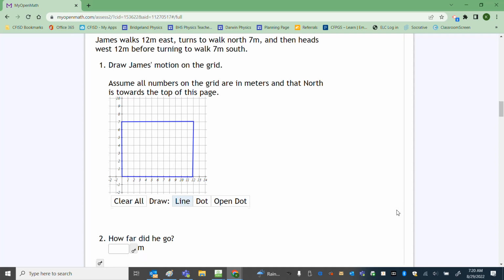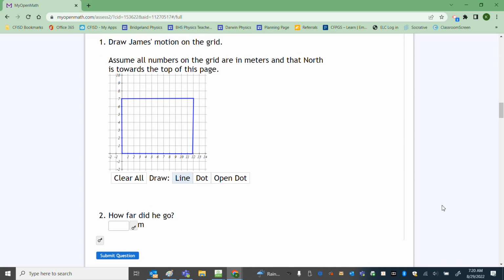So follow-up question, how far did he go? 38. Okay, I have an answer of 38 meters from over here. Does anybody have a different answer? 0. For the record, it will count either of them correct, because it really depends on how you are looking at this question.